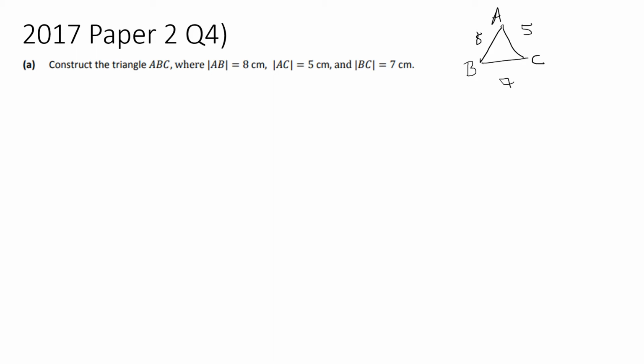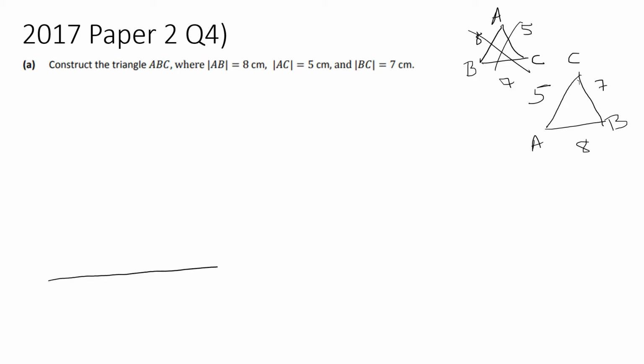I can see that it's easier to draw the longest line at the bottom, so I'm going to swap that around, and I'm going to have A to B here as 8, leaving me with C at the top. So always better to have the longest line at the bottom. That means A to C is 5 and B to C is 7. First, you take out a ruler and measure 8 centimeters. Once you measure 8 centimeters, make sure that you mark it on your construction.